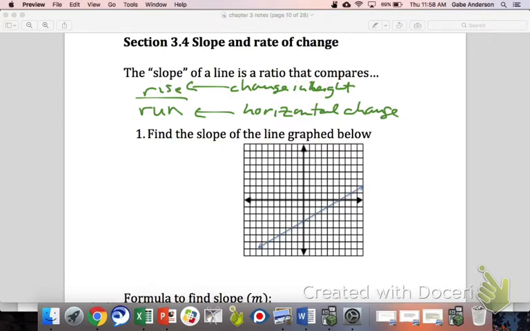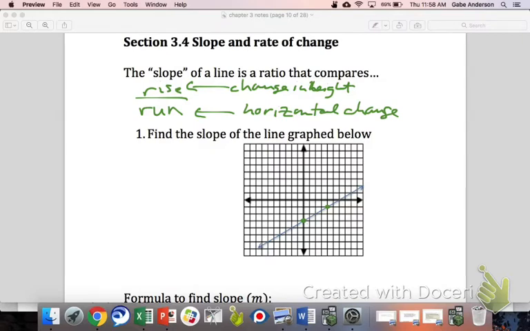So I see maybe this point right here is on the line, and maybe this one right here. Those 2 points appear to be on the line, and so I can use those. There are others that I could have used, but I chose to use those. So between those 2 points, I'm going to try to figure out what the rise and the run would be.